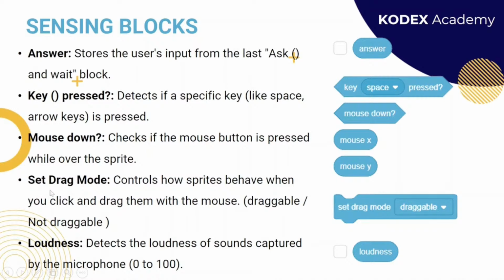Now the next one is set drag mode. This is specially used to control the behavior of a sprite. When you click, it will drag and drop from one place to another place, or directly move from one side to another. There are two options available in this particular command block, draggable or not draggable. So you can set the sprite movement.